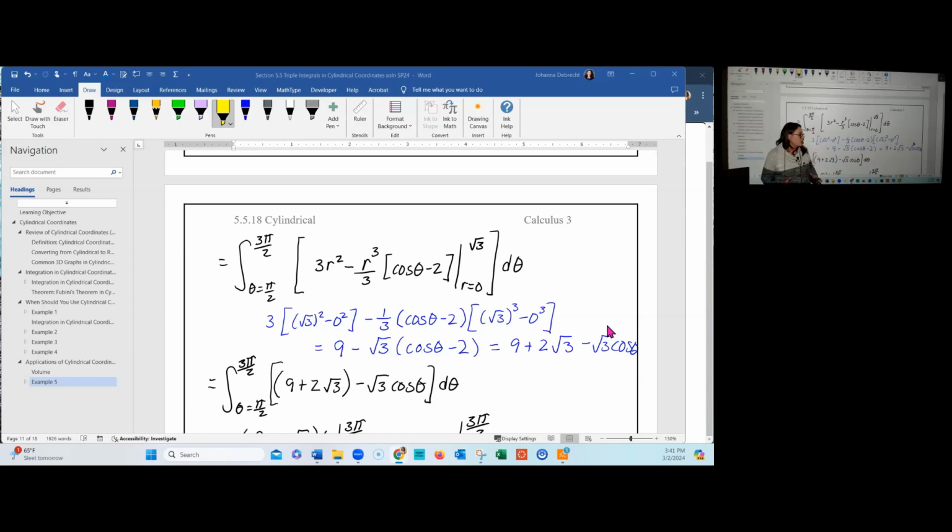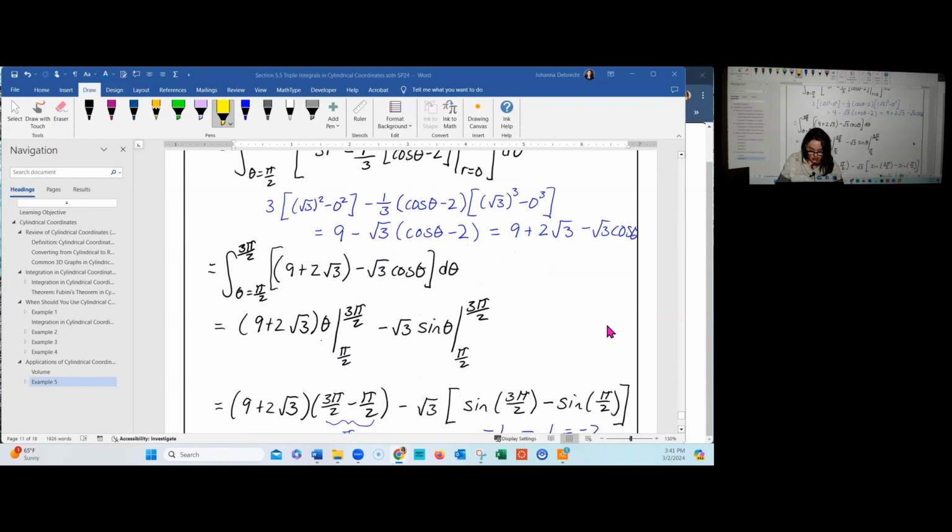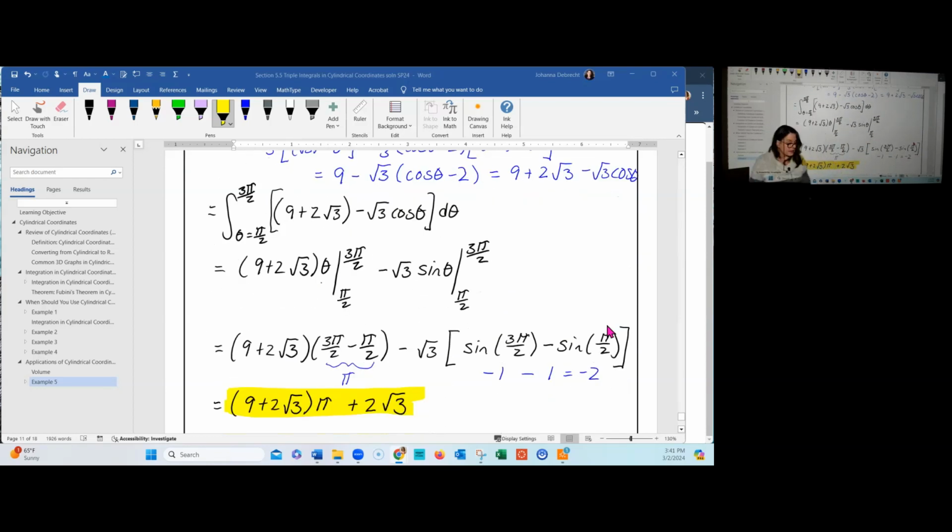Finally, I went ahead and multiplied everything out so that I could isolate any terms that had theta in them. This gave me 9 plus 2 square roots of 3 minus square root of 3 times cosine of theta. I grouped my 9 plus 2 square roots of 3 together, since that's just a constant that doesn't depend on theta, so that when I integrate again with respect to theta, I only have 2 terms. When I integrate, I get 9 plus 2 square root of 3, the quantity, times theta, evaluated between pi over 2 and 3 pi over 2, which is going to give me pi.